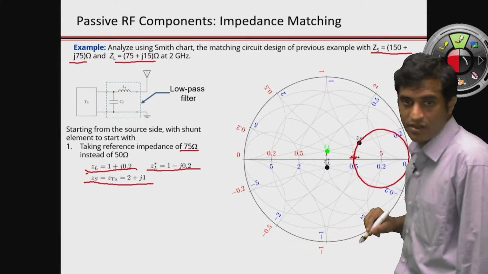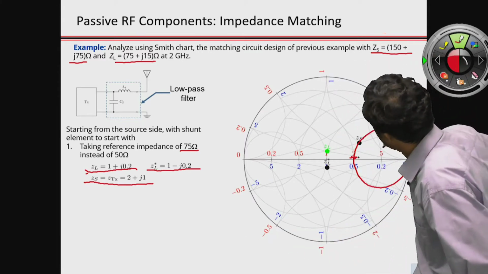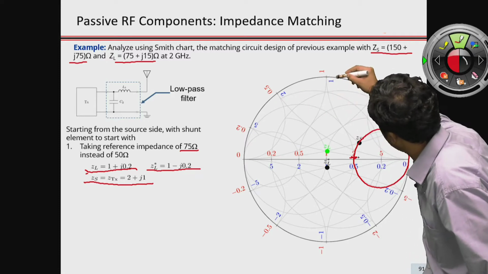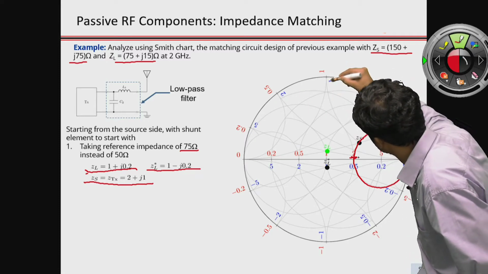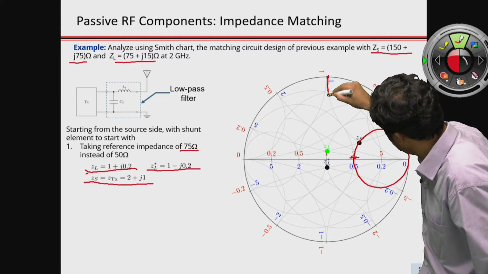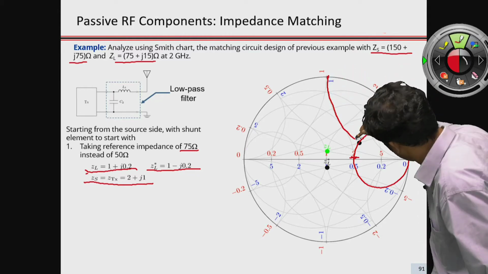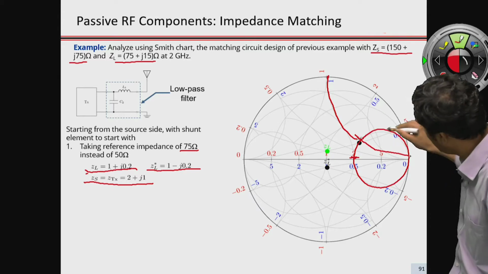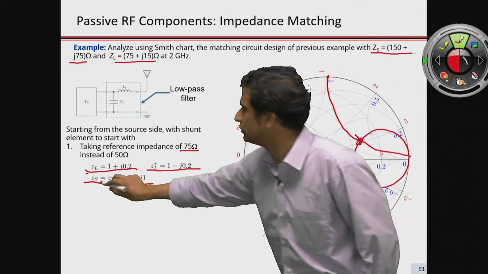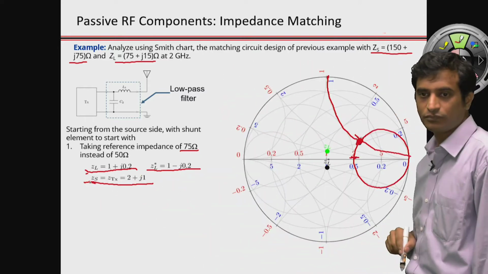reactance is 1. That means we need to identify that particular point in the Smith chart where the reactance is 1, which is this particular point here. So the intersection of that constant reactance curve and the constant resistance curve is going to give us the value of Zs.